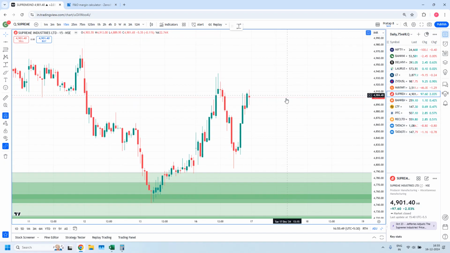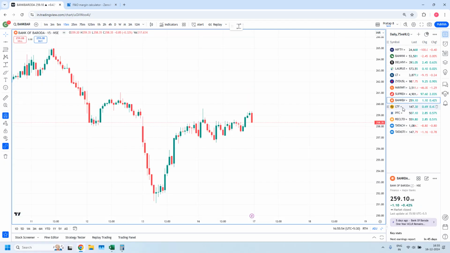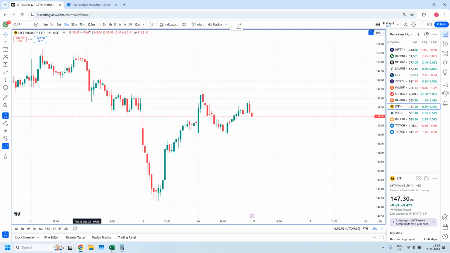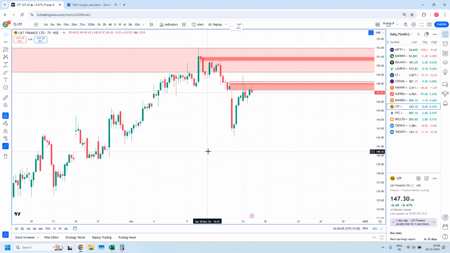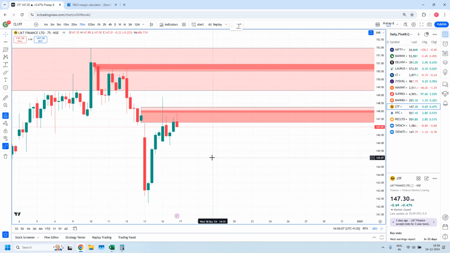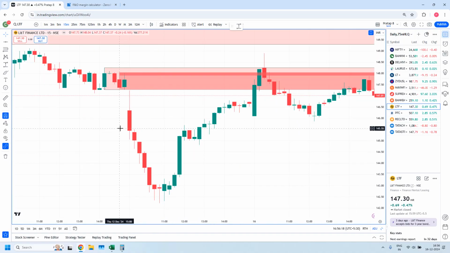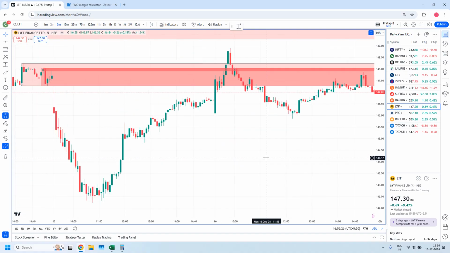Okay, this is about Supreme Industries. Bank of Baroda we discussed, LTF we discussed, right? This is a 75 minutes high liquidity supply zone. This is the one. Drop base drop. This is having a 15-minute zone. Drop base drop, 15 minutes. This again fine tuned with the 5 minutes time frame.